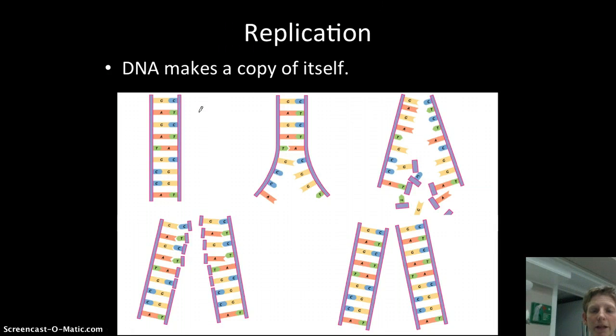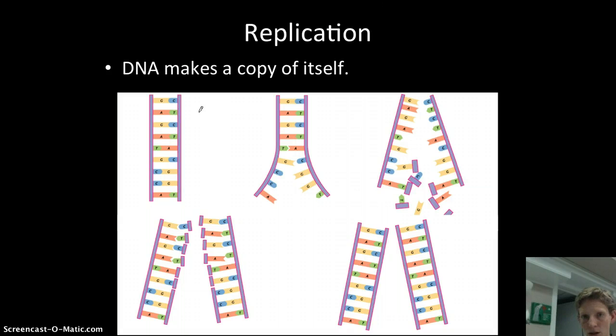So replication is a super important process where DNA makes a copy of itself. Why would DNA need to copy itself? Well, in multicellular organisms like our cells, we need to keep producing cells, like skin cells shed. And so we're going to keep producing skin cells to replace the shed skin cells. And how that's done is a single cell will basically go through a process of division where it divides from one cell into two cells.